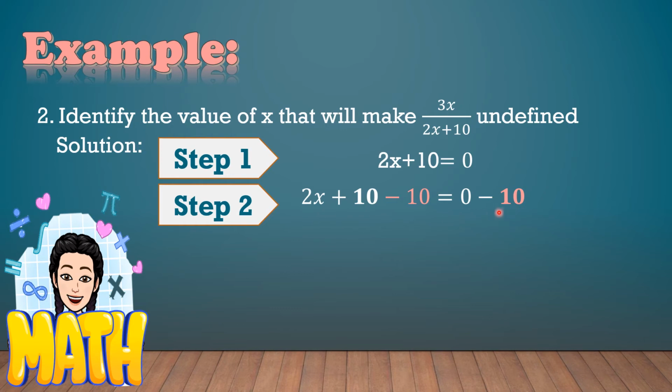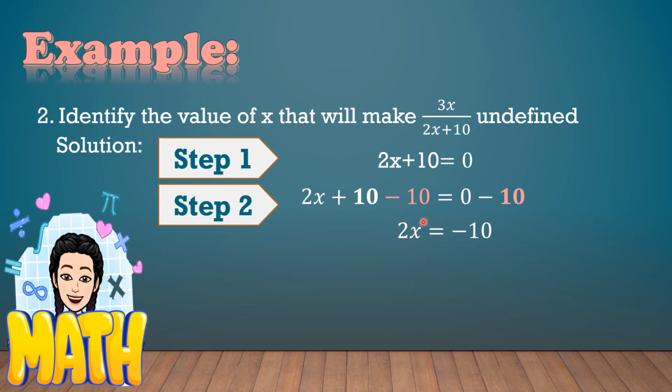Then simplify the equation, add like terms. So 10 minus 10 is 0. Ang matitira na lang ay 2x equals 0 minus 10, which is equal to negative 10. So we have 2x equals negative 10. Then, we need to divide this by 2.